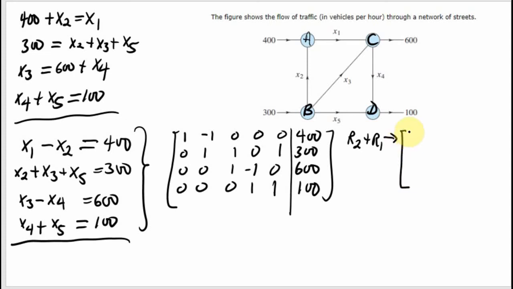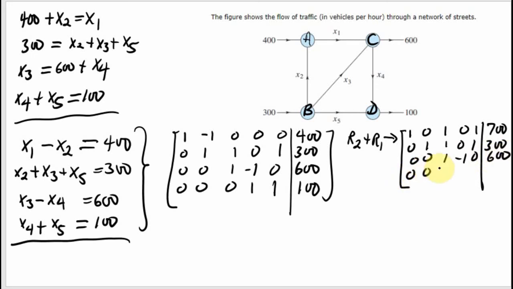So in doing that, we're going to have 1, 0, 1, 0, 1. Then here we get 700. Rewrite everything else. I'm only going to do 3 problems today. And these 3 problems take like forever, right? Sheesh.